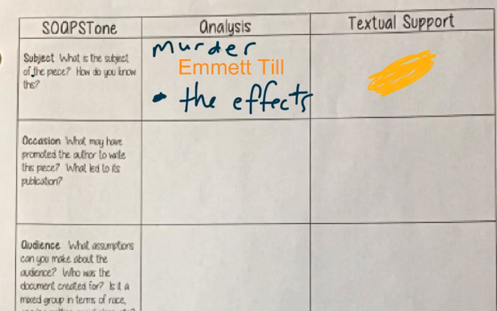Okay, so let's go ahead and say that the subject, you're writing this down right now, you're going to write down that the subject is the murder of Emmett Till and the effects that it had on our world. Now we have to go back into the article and find examples of the subject. For me, you always have to find 2 examples and highlight them yellow.